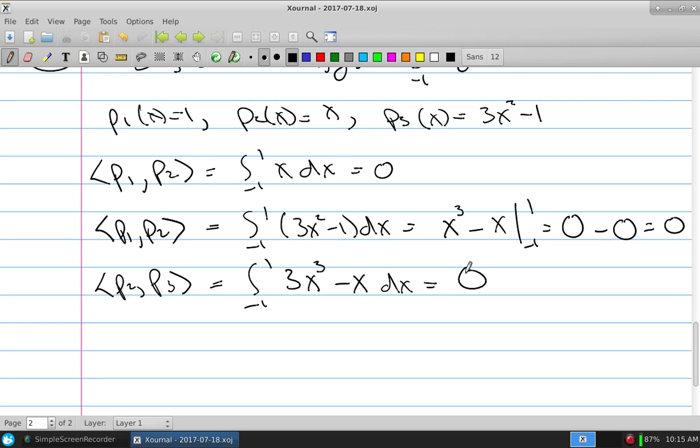It looks like you, on the second one, you have P1 and P2. 3. And that doesn't look like a 3 either. 3.